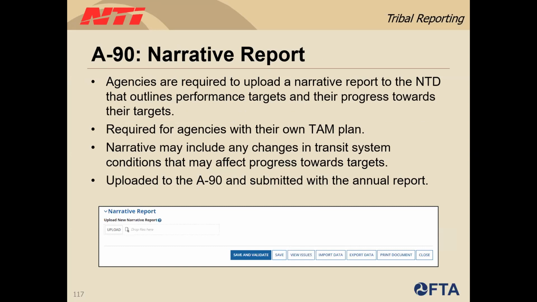And finally, at the bottom of the form, you should upload your narrative report document, which is an annual requirement. Your narrative report should outline the targets that your agency set in this A90 form, your agency's progress towards those targets, as well as any changes within your transit system's operating environment. The narrative report document should be uploaded and submitted with your annual report.